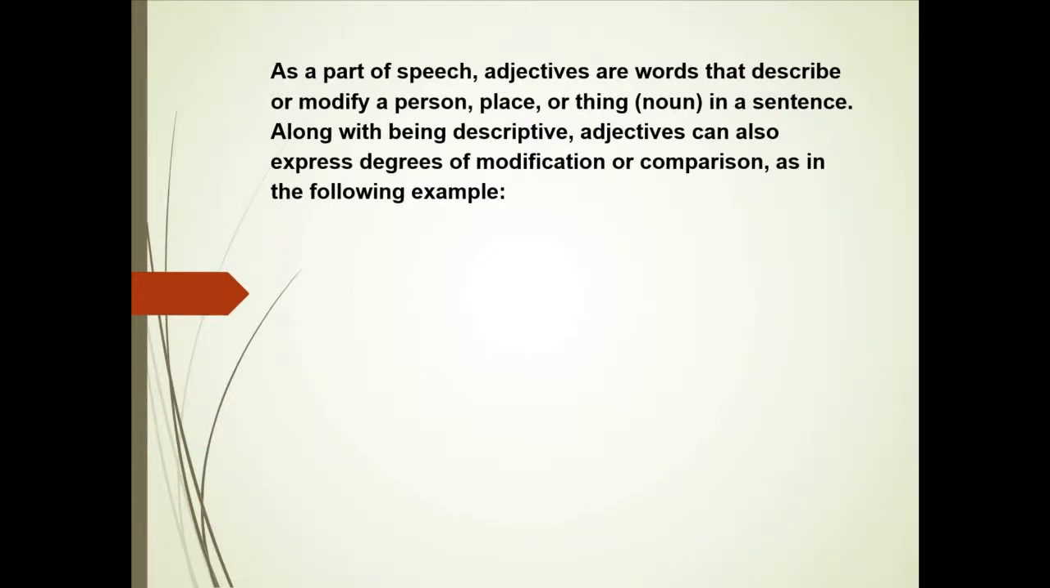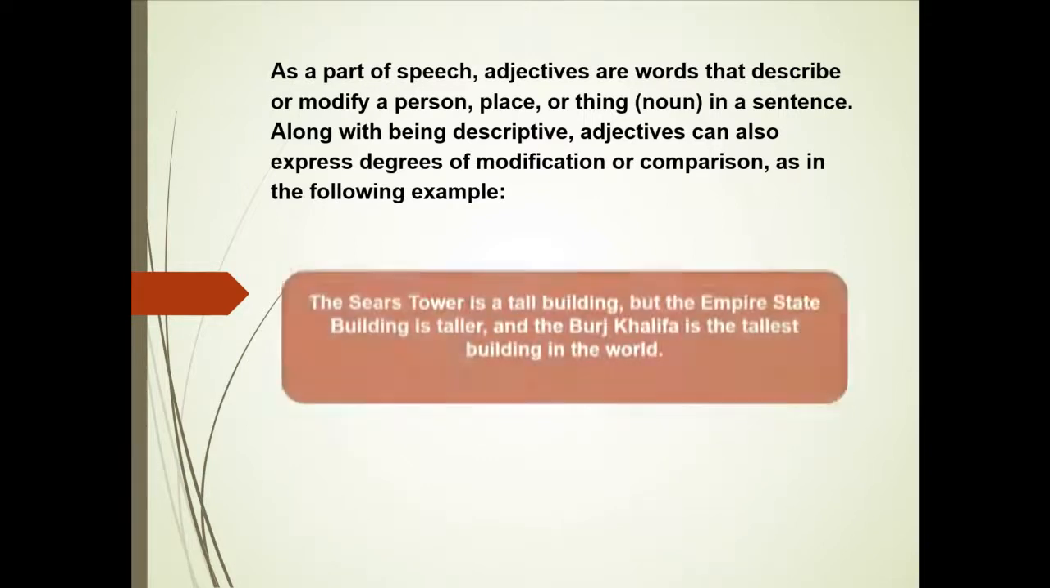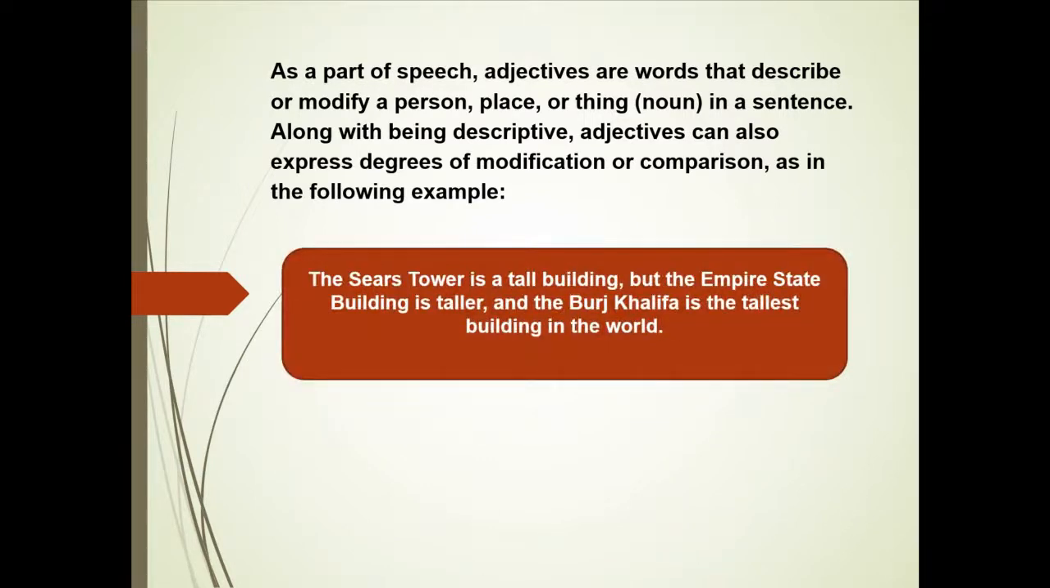As a part of speech, adjectives are words that describe or modify a person, place, or thing, which is called a noun, right, in a sentence. Along with being descriptive, adjectives can also express degrees of modification or comparison, as in the following example. Here is the example. Read this aloud. The Sears Tower is a tall building, but the Empire State Building is taller, and the Burj Khalifa is the tallest building in the world.